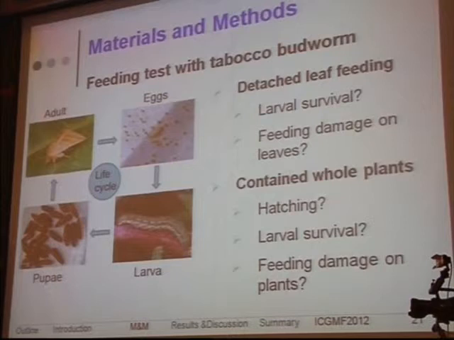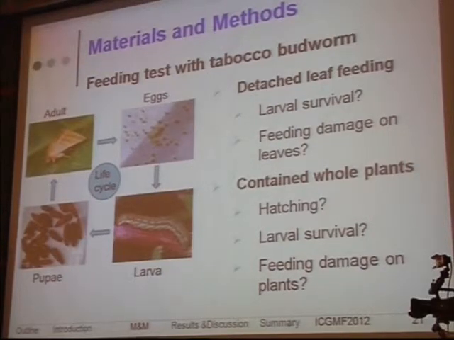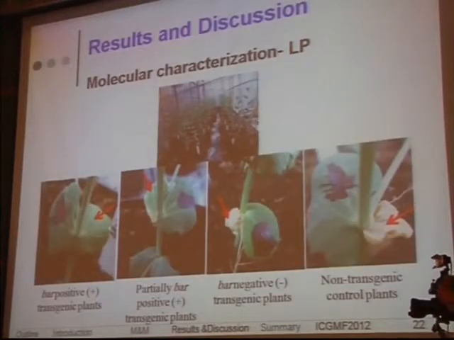For the experiment itself, we use two different types: detached leaf feeding, and contained whole plants. The idea is to know the larval survival and the feeding damage on the leaves. In contained whole plants, we were interested in hatching percentage, larval survival, and damage on the whole plant. Now I will show you the results.